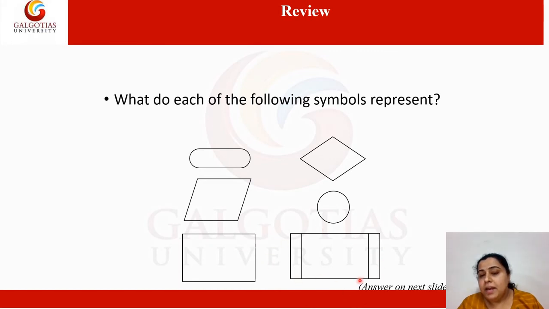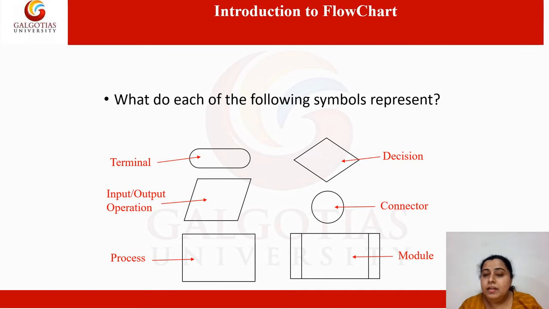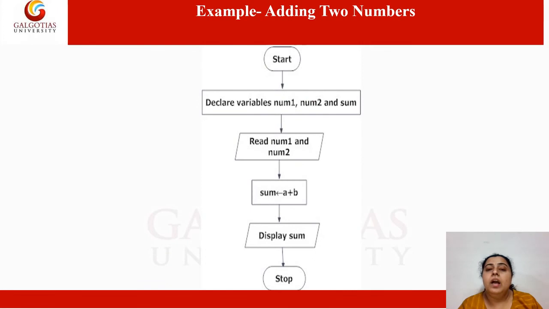Now let's do some examples of a flowchart. This is a simple flowchart of a sequence, adding two numbers. We already know that we need to add start and stop at the end, right? So what do we need to do? First, we need two variables. So we declare variables num1, num2, and we also declare a sum because we need to store that sum in another variable.